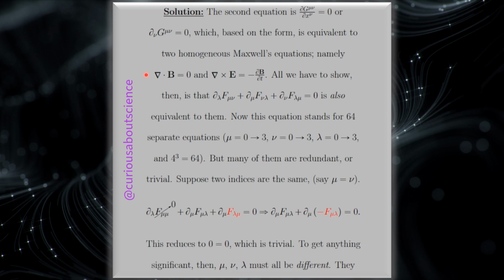All that we have to show then is that when we put in the shorthand, ∂_λ F_{μν} plus ∂_μ F_{νλ} and all that equals 0 is equivalent to them. Now this equation stands for 64 separate equations, because we know that μ goes from 0 to 3 indices, and so does ν, so we have 4 times 4 times 4, so yeah, we have a lot of stuff to deal with. So 4 cubed is equal to 64. But many of them are redundant or trivial.